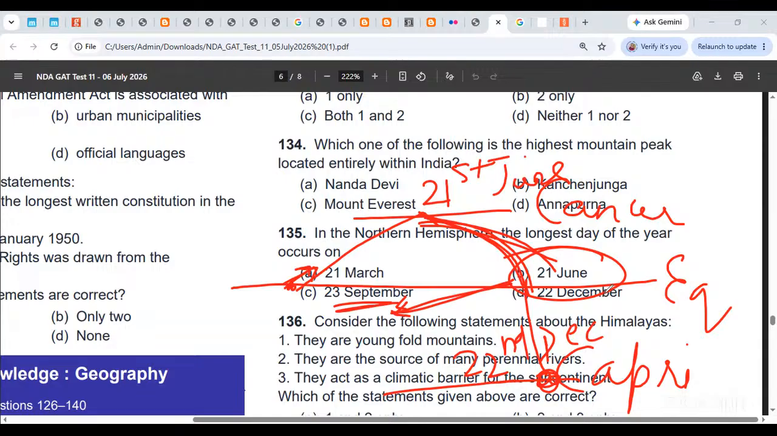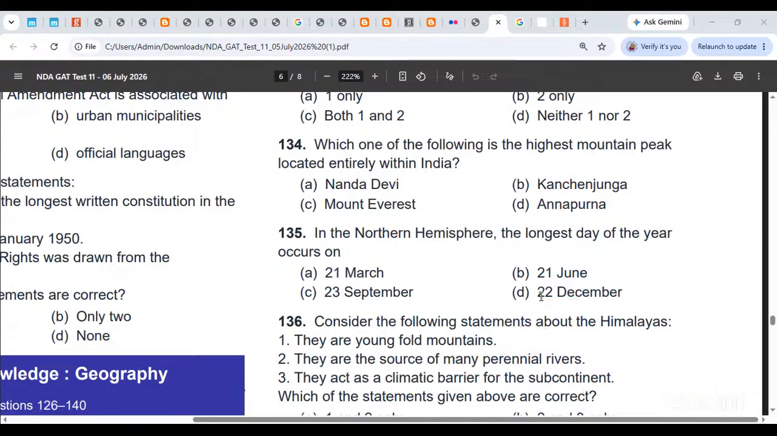Okay, so northern hemisphere का longest day is going to be on 21st June. 21st June को northern hemisphere का longest day होगा. Okay, ठीक है. Similarly, 22nd December को हमारा shortest day होगा. Okay, northern hemisphere में जो shortest day होगा वो winter solstice के दिन होगा, which is usually on 22nd December. And 21st March and 23rd September are going to be equal days and equal nights.